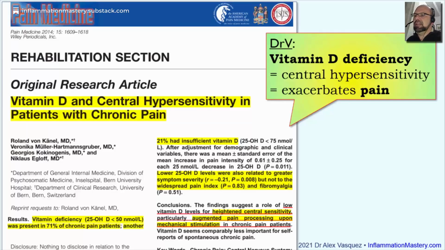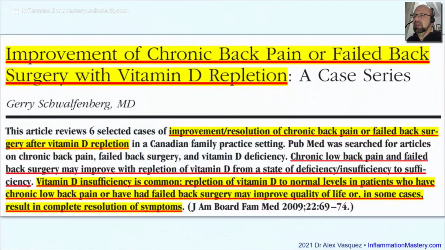Now let's look at a case series that was published in the Journal of the American Board of Family Medicine in 2009. Improvement of chronic back pain or failed back surgery with vitamin D repletion, a case series. This article reviews 6 selected cases of improvement or resolution of chronic back pain or failed back surgery after vitamin D repletion. He concludes, chronic low back pain and failed back surgery may improve with repletion of vitamin D from a state of deficiency or insufficiency to sufficiency.